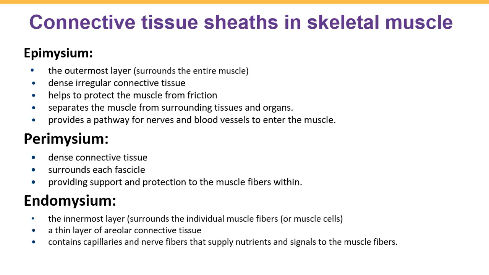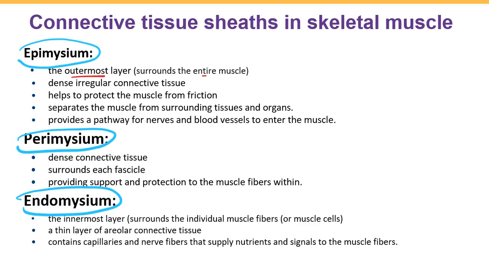And we also covered the connective tissue sheath in the skeletal muscle. We learned about the epimysium, perimysium, and endomysium. The epimysium is the outermost layer surrounding the entire muscle. It is a dense irregular connective tissue which protects the muscle from friction, separates the muscle from surrounding tissue and organs, and provides a pathway for nerves and blood vessels. The perimysium is also a dense connective tissue found around each muscle fascicle. And the endomysium is the innermost layer, made up of areolar connective tissue full of capillaries and nerve fibers. It surrounds each individual muscle cell or muscle fiber.